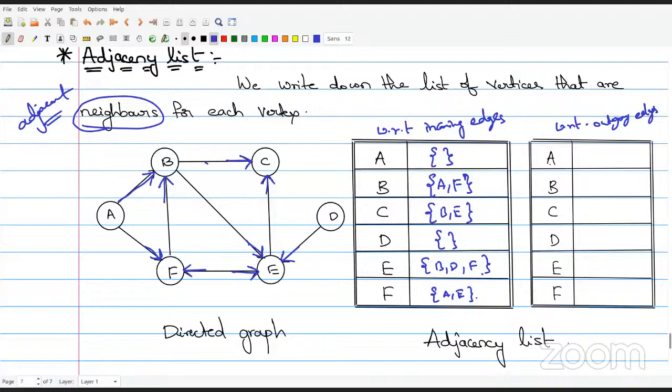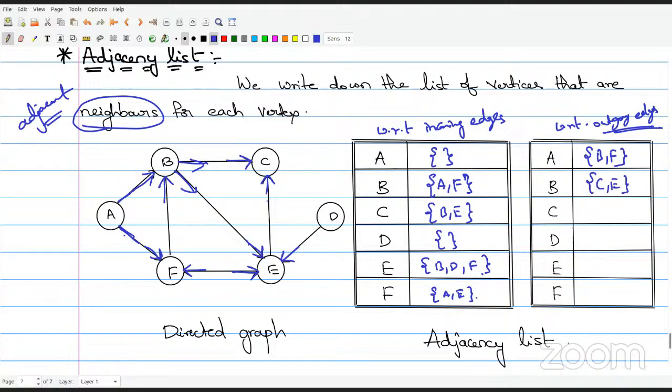Got it. And again, with respect to outgoing edges, now you have to look for outward edges. For A, there are two outgoing edges. So for A, B and F are the neighbors. Write it: B and F are the neighbors. For B, there are two outward edges, C and D.